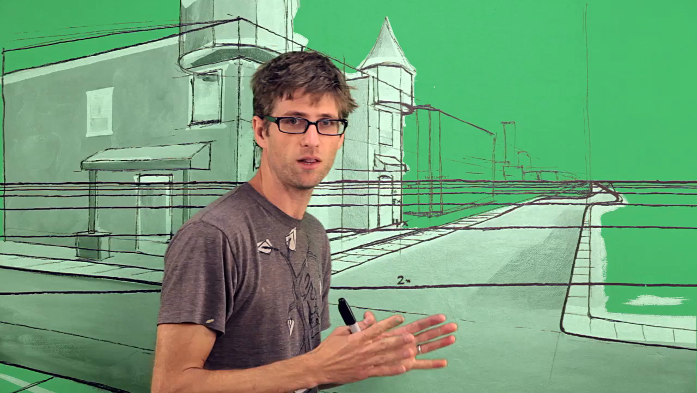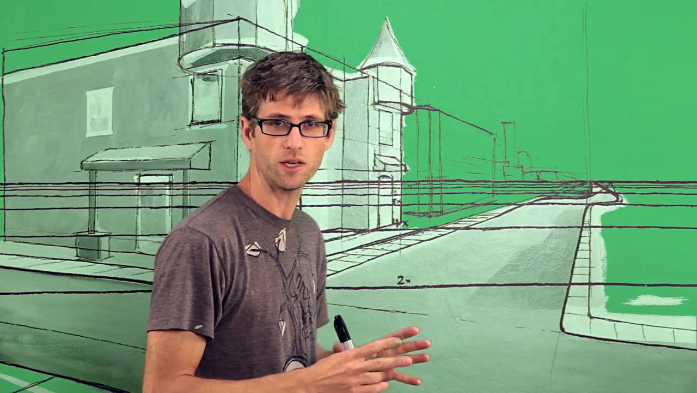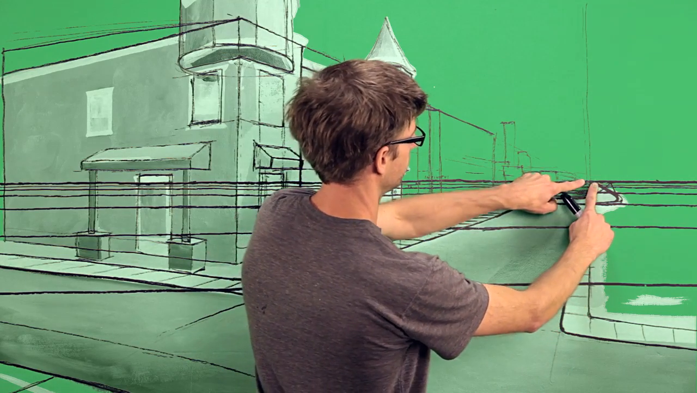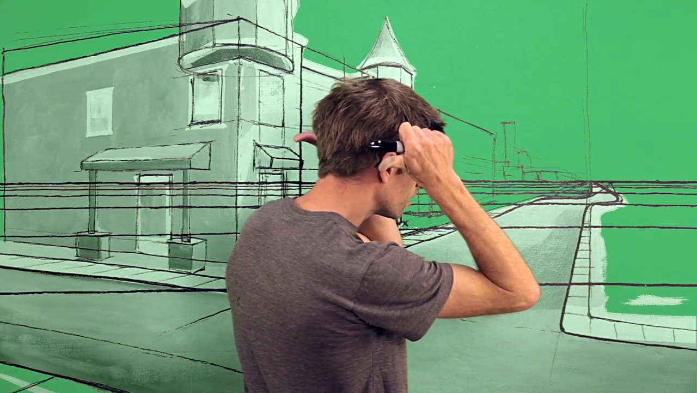All parallel lines have a vanishing point at both ends. So while there's a vanishing point to these parallel lines, behind me, they have a different vanishing point.